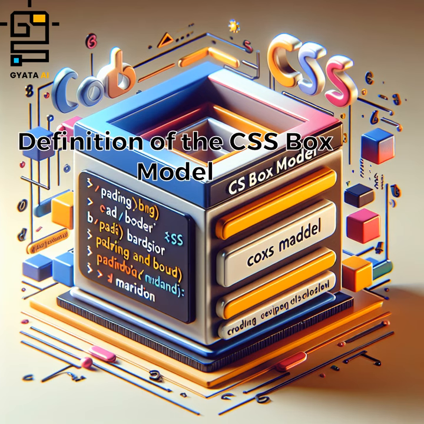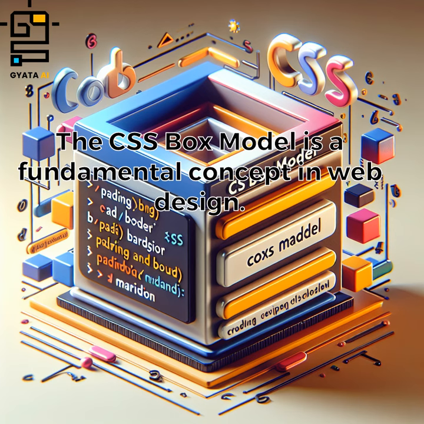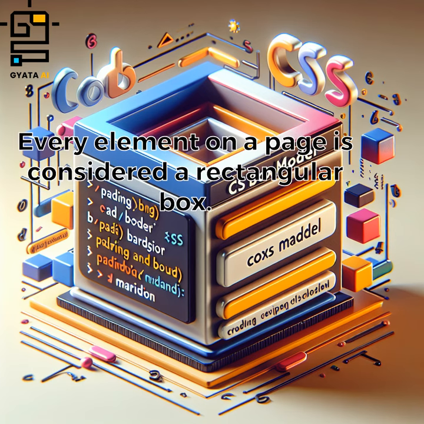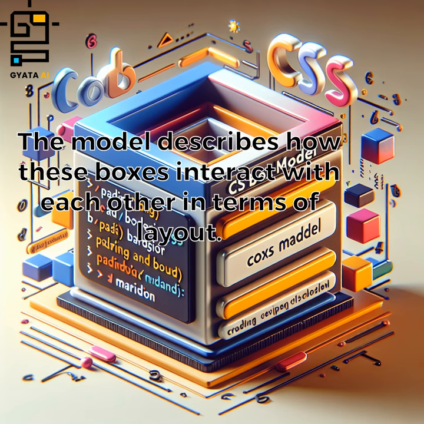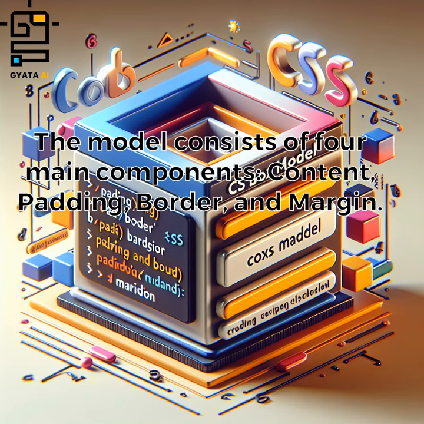Definition of the CSS Box Model. The CSS Box Model is a fundamental concept in web design. Every element on a page is considered a rectangular box. The model describes how these boxes interact with each other in terms of layout. The model consists of four main components: content, padding, border, and margin.